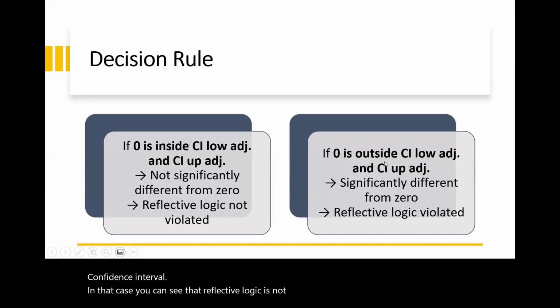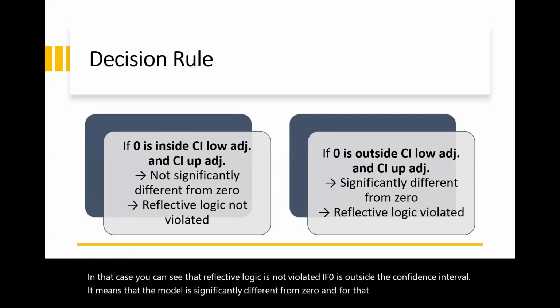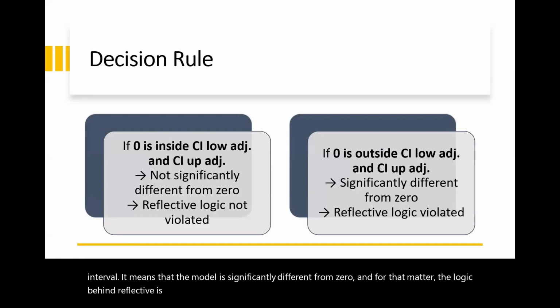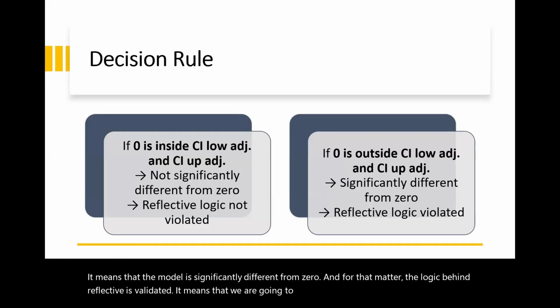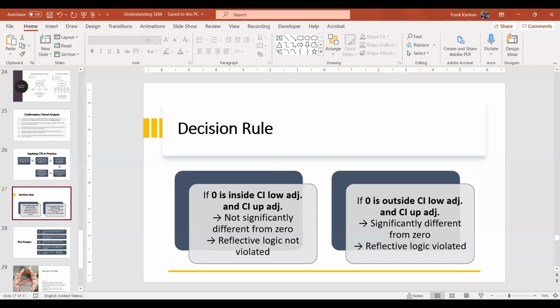If 0 is outside the confidence interval, it means that the model is significantly different from 0. And for that matter, the logic behind reflective is violated. It means that we are going to go for formative. So let's see if we can do some practical examples in the software.